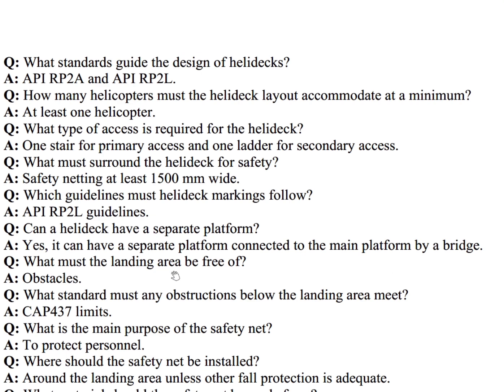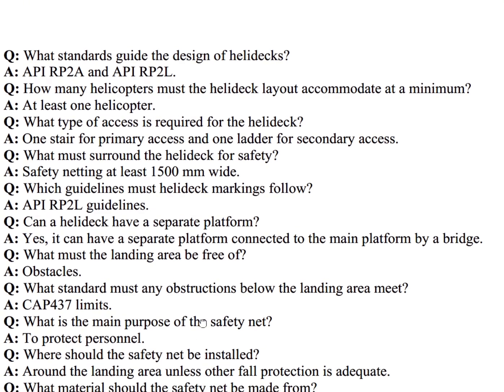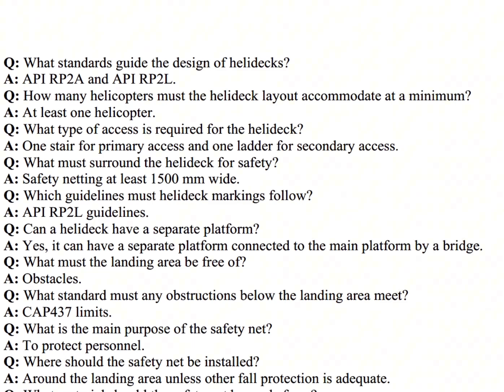What must the landing area be free of? Obstacles. What standards must any obstructions below the landing area meet? CAP 437 limits. What is the main purpose of the safety net? To protect the personnel. Where should the safety net be installed? Around the landing area unless other fall protection is adequate.